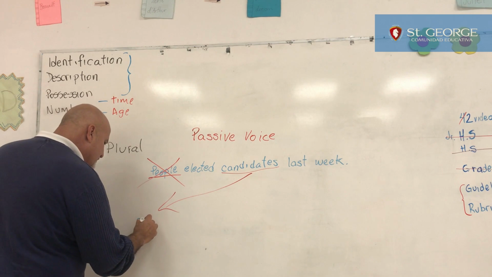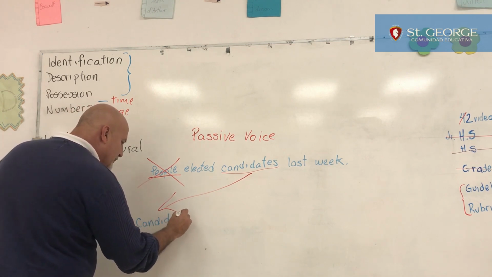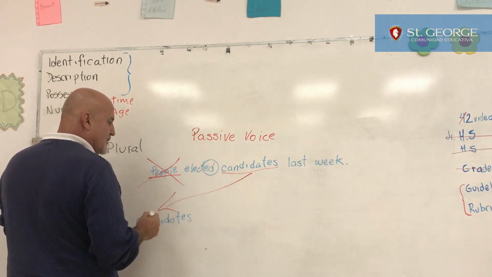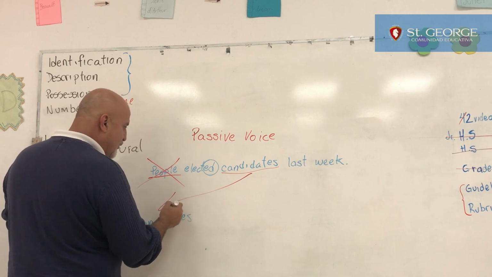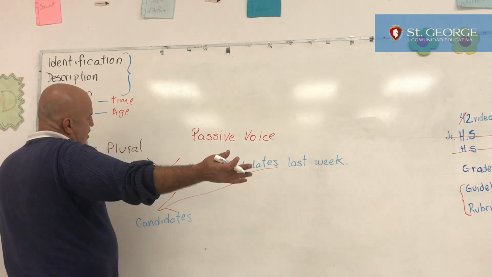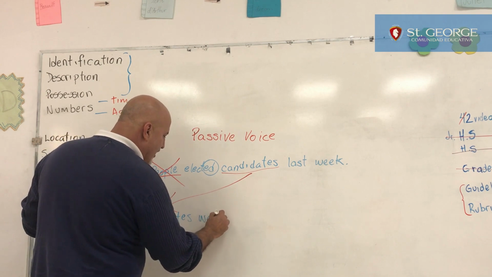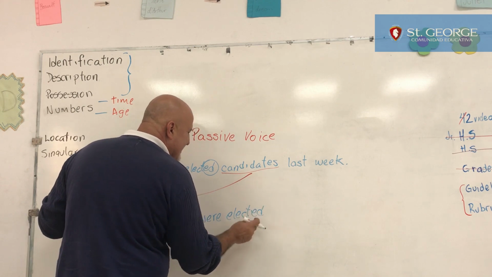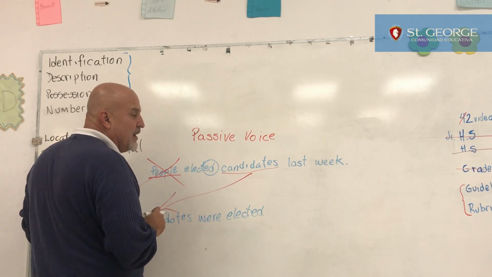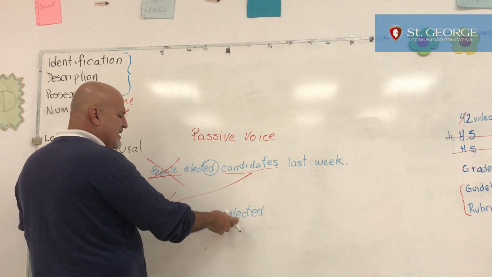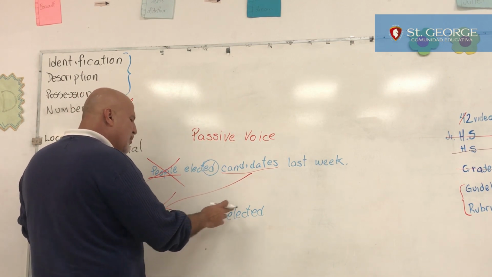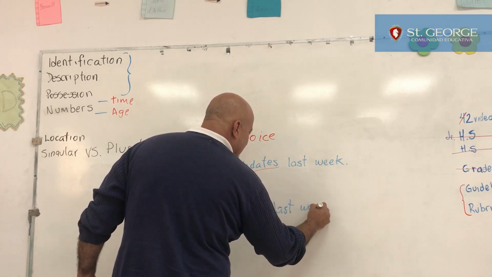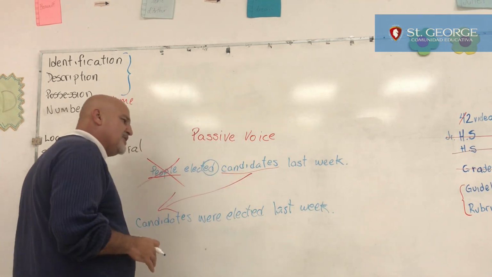Okay, so candidates, and then I use a form of the verb to be. This is in the past, so I put the verb to be in the past for candidates. Candidates is? No, it's plural. Candidates were elected. Why elected? It's the same because this is a regular verb. Irregular verbs are very different, but here I selected this. It's okay. Candidates were elected last week.